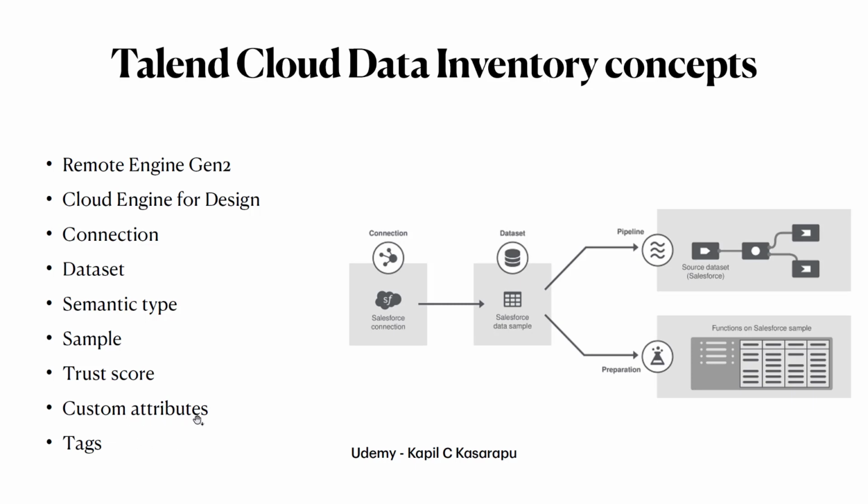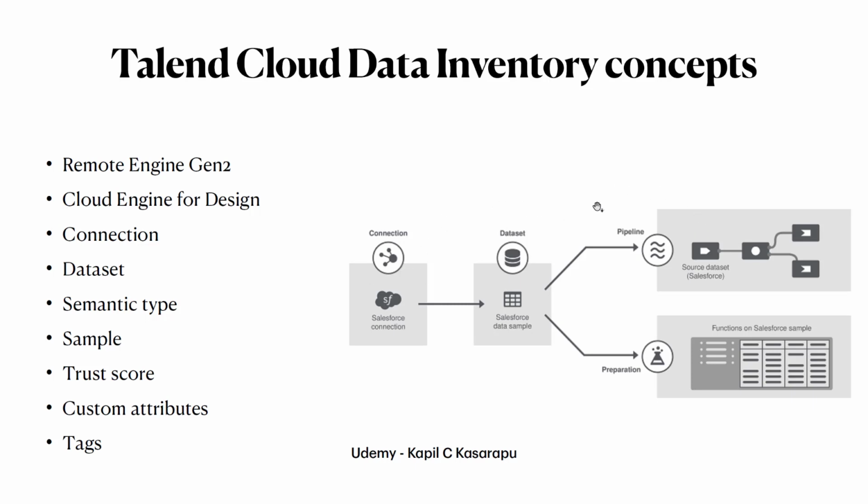Tags. This second tagging method allows you to freely add any text as metadata information to your Talent Cloud objects, like applying a post-it, which we have already seen as part of Talent Cloud Management Console, where we learned about tags, how to tag stars. This is similar to that. So those are different concepts or terms revolving around Talent Cloud Data Inventory.